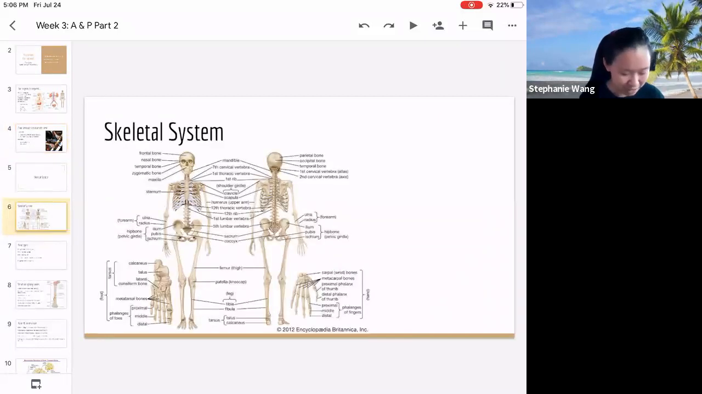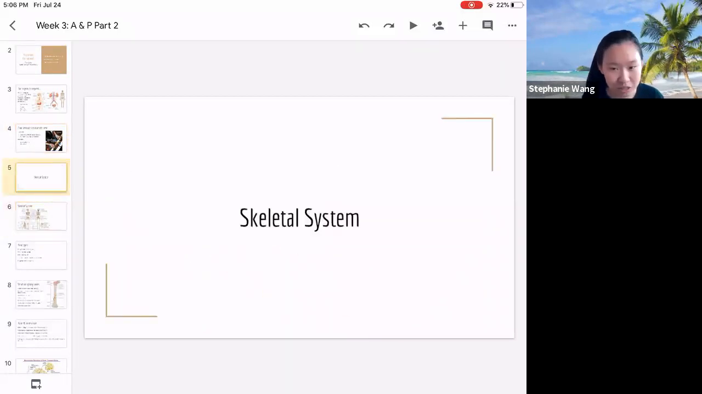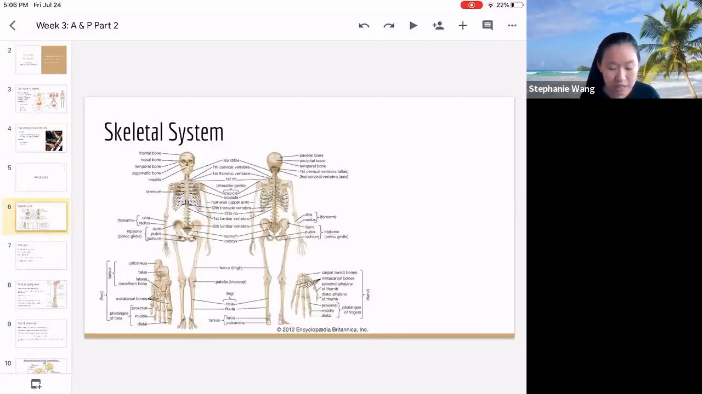Anyway, first we're going to start off with the skeletal system. Here is an overview of the skeletal system. I would suggest knowing the major bones in the body. For example, you don't really need to know the whole first lumbar vertebra or the 12th rib, stuff like that. But things like the ulna, radius, hip bone, femur, and patella, you should definitely know.